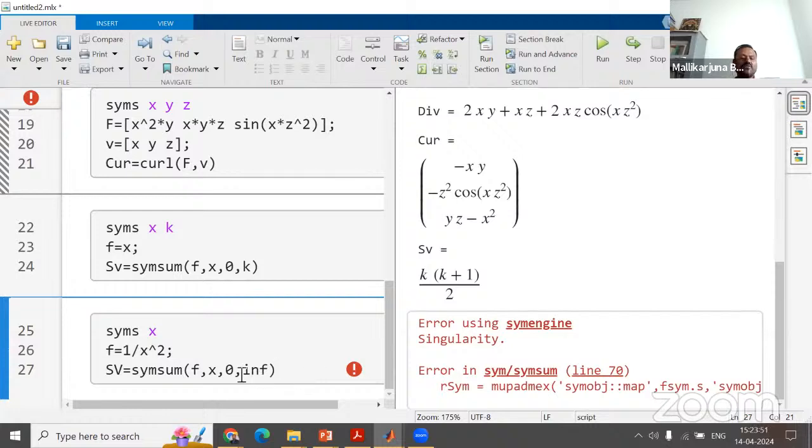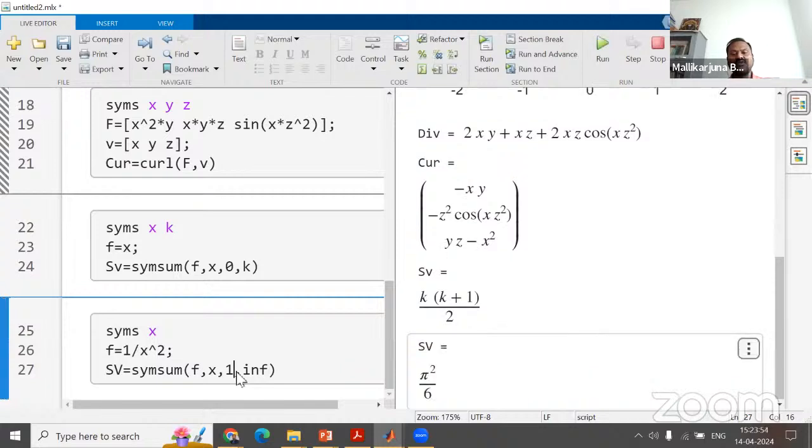Singularity. Okay, from 0 it won't work. That's why from 1 to infinity. Yes, from 1 to infinity we did, because if you start with 0, 1 by 0 square, 1 by 0 is undefined, right? That's why it is not giving the result. So the series value is pi square by 6. So any complex series, you can find easily what is the sum of the series, infinite series or finite series. This is how you can find these.